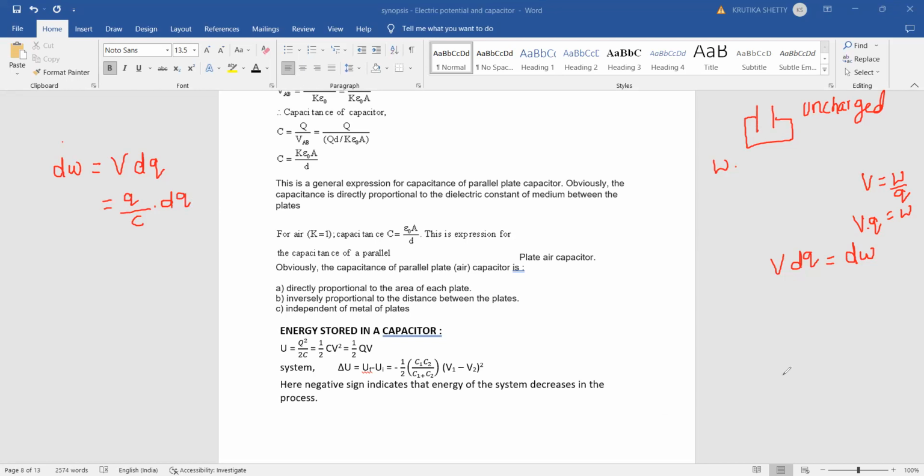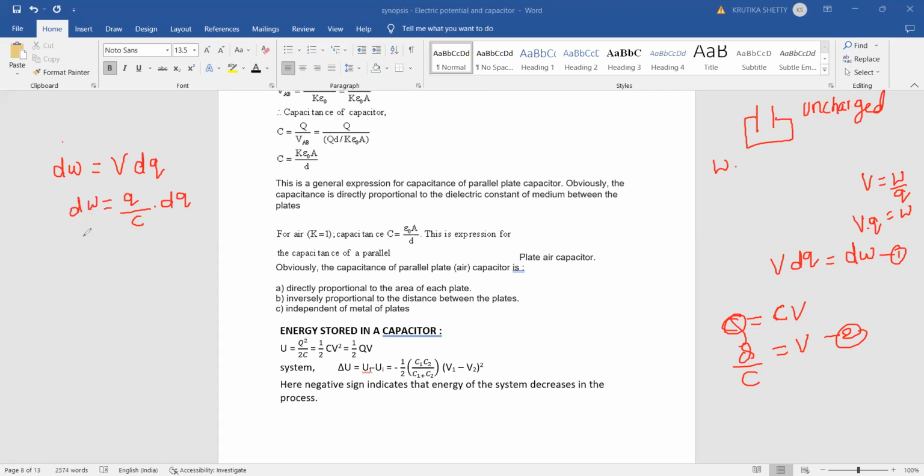This came from the capacitor derivation. So capacitance: Q is equal to C into V, or V is equal to Q divided by C. I am noting on the side what we are considering, but here I am teaching you the full derivation. Okay, now this is for a small amount of work done.